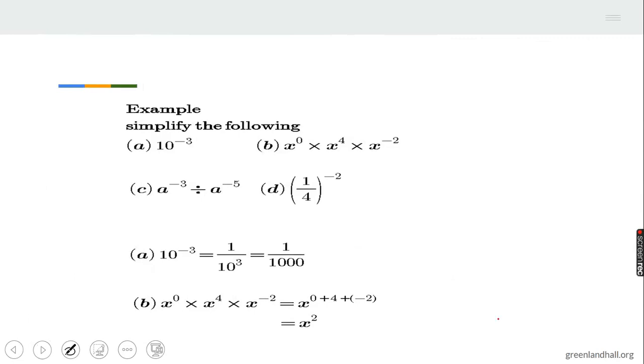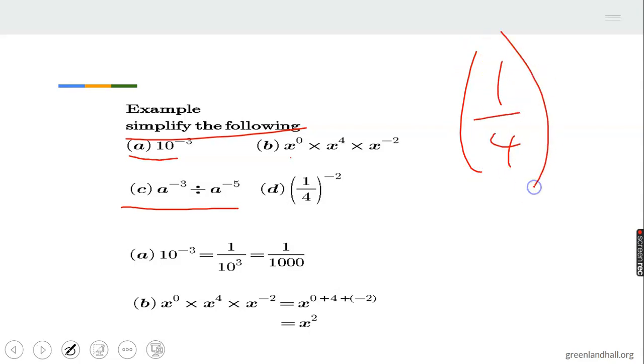Example. Simplify the following. 10 raised to power minus 3. x raised to power 0 times x to power 4 times x to power 2. A raised to power minus 3 divided by a raised to power minus 5. And 1 all over 4, you can see this 1 all over 4 is inside the bracket, raised to power minus 2.